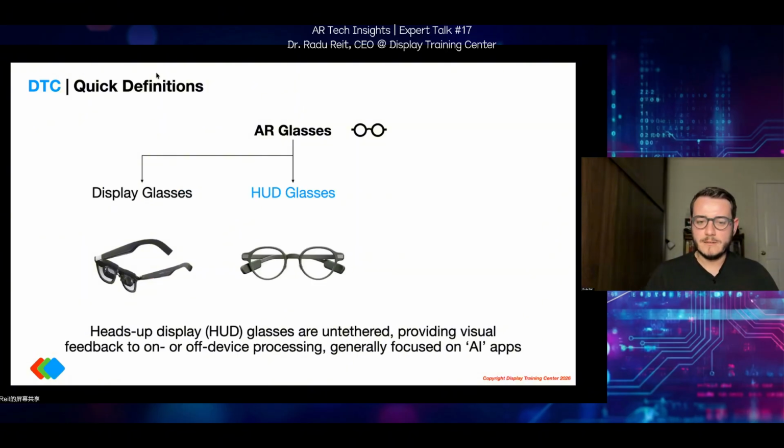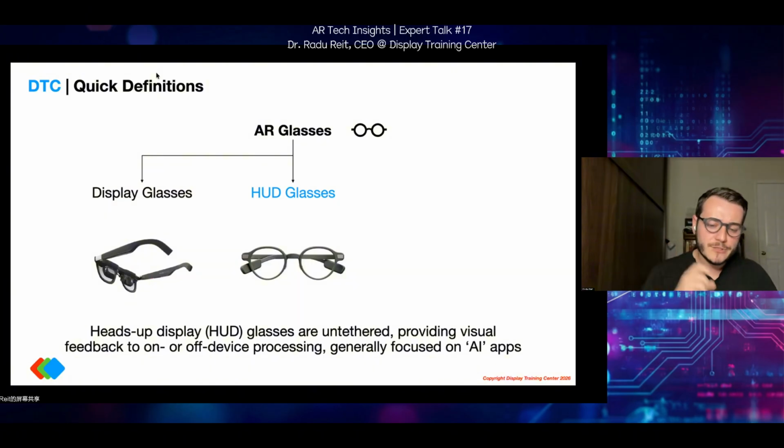The other more close to, but not quite augmented reality are what I'll refer to as HUD glasses, or heads-up display glasses. These are untethered. They're kind of what you see here, the Even Realities that I'm wearing right now. And they certainly provide some visual feedback, some information about what they are doing themselves or what your compute device, whether it's a smartphone or some other connected device, is doing. But essentially, they're just providing that information to your eyes. There's no necessarily overlaying of that information with what you see in the physical world.